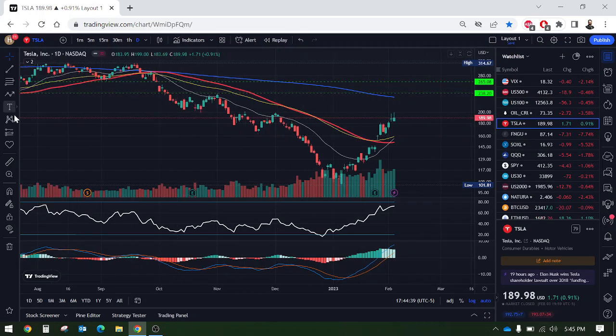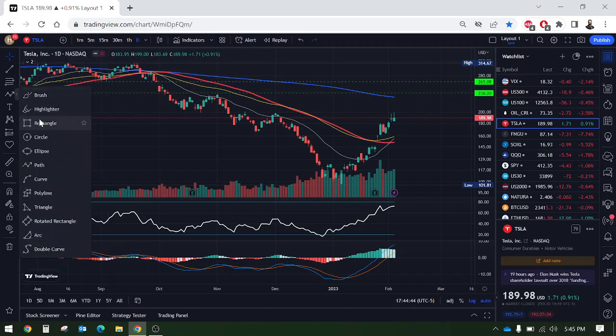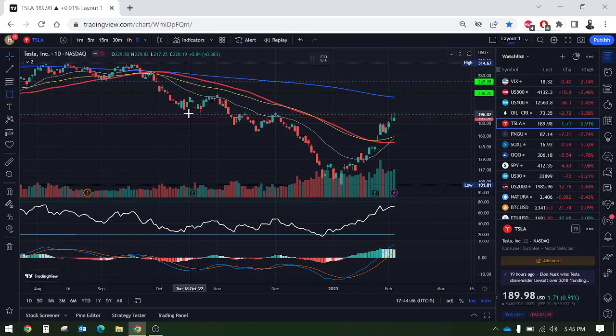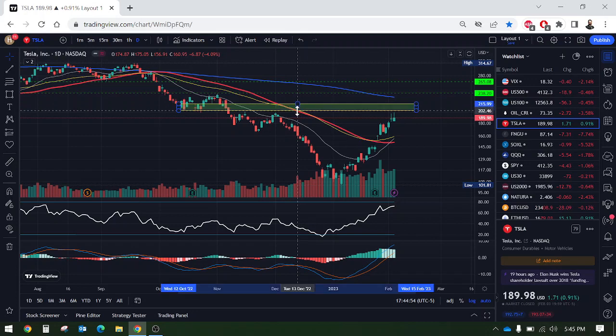But this whole zone here, okay, this whole area here is very hard to get out of. You can see you can draw a zone. So it was right. It touched here, finding a lot of resistance around 200. So this whole area here, I'm expecting Tesla to either grind a bit here, or maybe go down a bit.